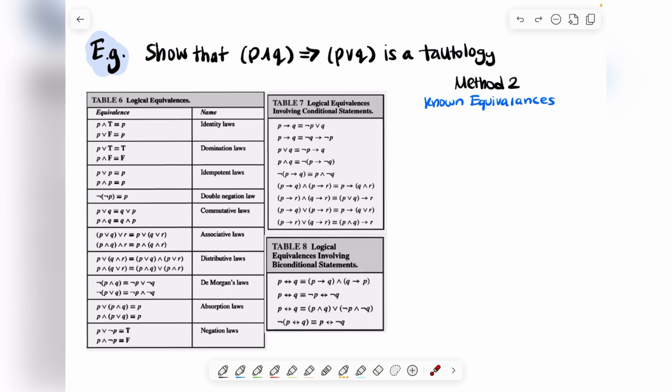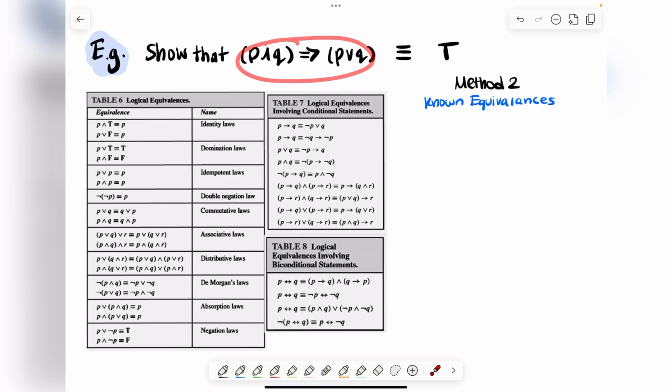It means that it's just always true no matter what. In other words, this just ends up always being true. So if tautology means true, we can replace tautology with true, and "is a tautology" we can replace with being equivalent. So we're trying to actually show that this compound proposition is equivalent to true, that at the end of the day, it ends up just always being true. That's what we're trying to show.